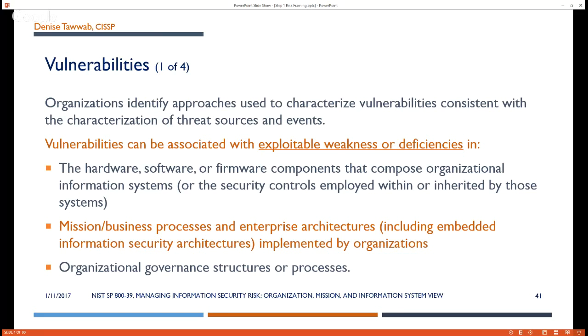So you've looked at your threats. After you identify your threats, then you start to look at your organization to say, okay, how are we vulnerable to those threats that are out there? Mission, business process, and enterprise architectures, including embedded information security architectures, which we talked about in the earlier video, implemented by your organizations, could be a source of vulnerability, and you could be vulnerable because of your governance structures and processes, or your lack of governance structures and processes.